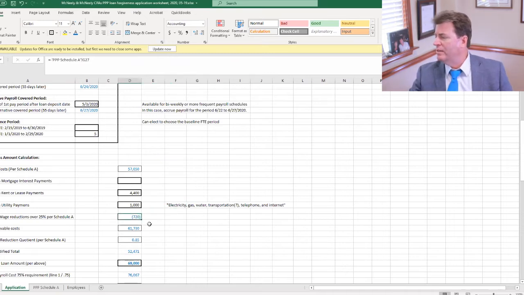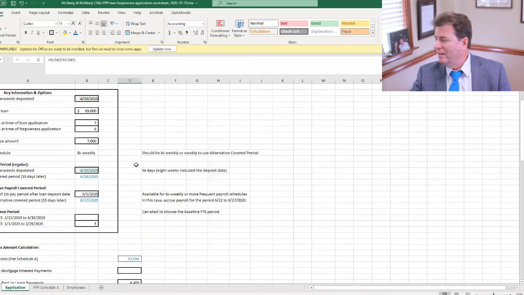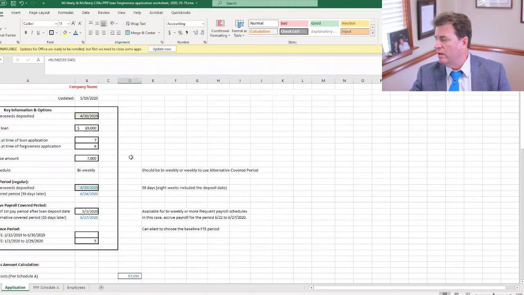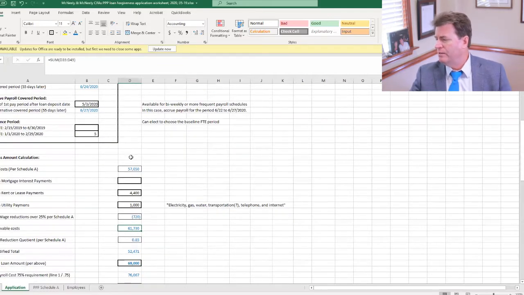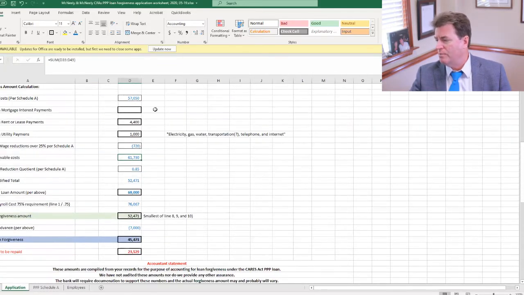Then if you recall, we had this salary reduction for the person that had a 30% reduction in pay over the covered period. So the net allowable costs are at 61. And remember, our loan was 69. And sometimes that's the way the math works. You've got to remember, you got 2.5 months worth of payroll from 2019. Now you got 8 weeks worth of payroll plus other expenses. So if you don't have a ton of other expenses, the math is probably going to mean you're going to have to pay some back.